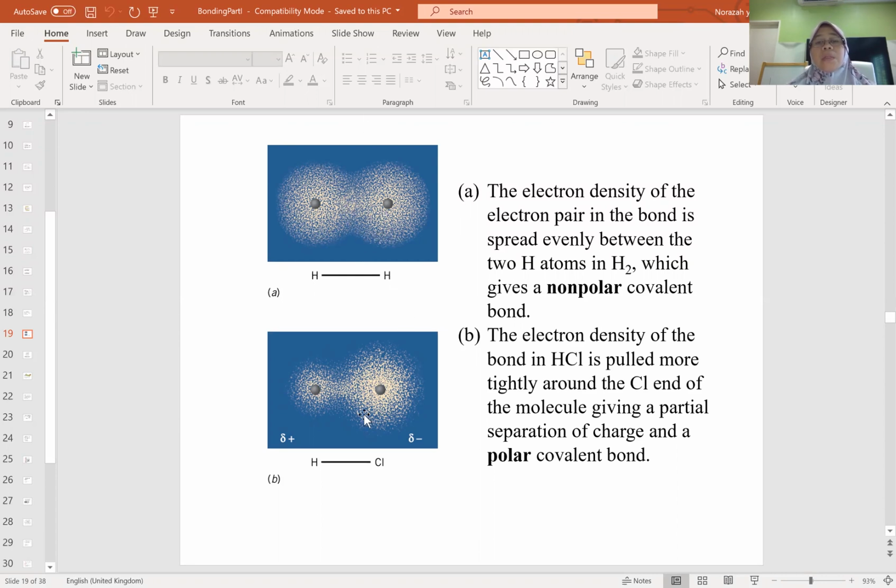But if you look at hydrogen and chlorine, chlorine obviously is far more electronegative compared to hydrogen. So you can see the cloud of electron is not equal. So chlorine being higher electronegative compared to hydrogen has greater amount of electron attracted to it.